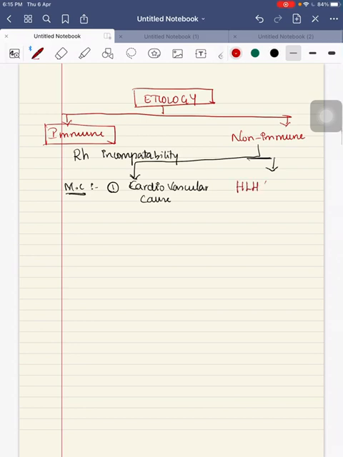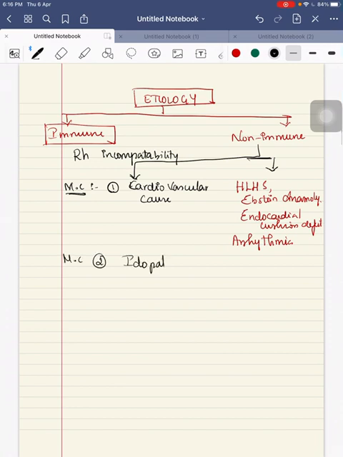Among the cardiovascular causes of non-immune Hydrops fetalis are hypoplastic left heart syndrome, Epstein anomaly, endocardial cushion defect, or it can be arrhythmia. We have read about arrhythmia leading to Hydrops fetalis in fetal therapy. We have seen the treatment for that. Second most common is idiopathic.